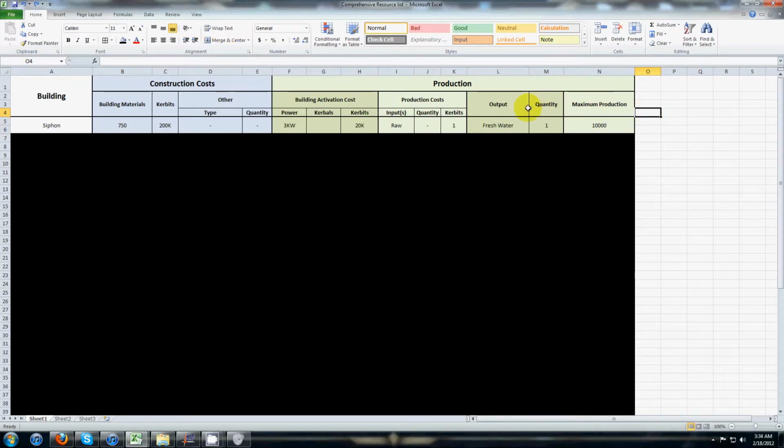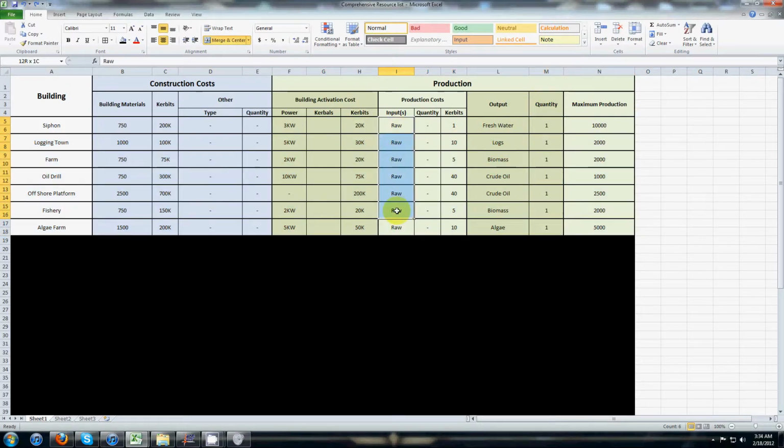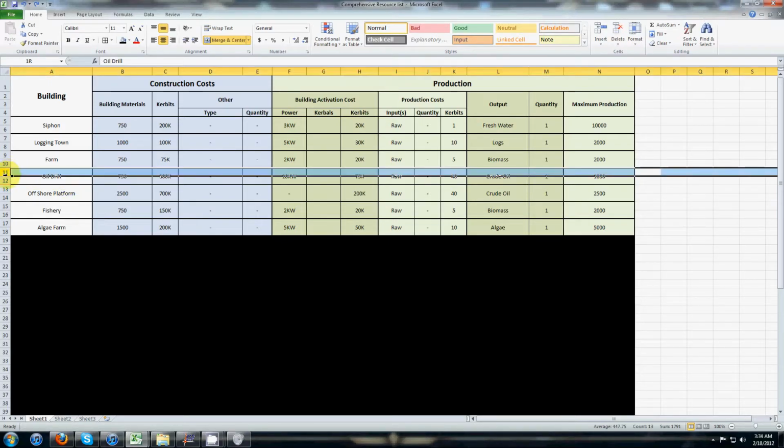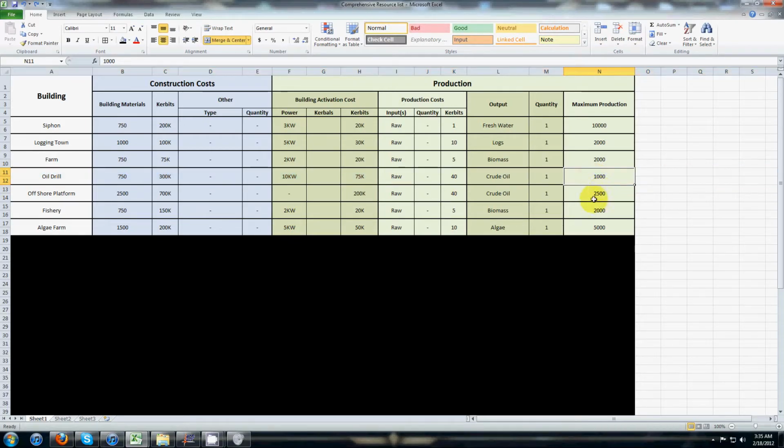And so this allows for a nice scaling thing in how these buildings work. Now this logic extends to these other raw input ones, or buildings that extract directly out of a hex. They have their own building costs, their own activation costs, and their own production cost, or how costly it is to pull out that resource from the hex up to its certain maximum amount. So in the case of, say, crude oil, it takes 40 Kerbits to produce 1 crude oil unit, and this one building, the oil drill, can produce up to 1,000 units of crude oil in a turn. And so that's how all these work.